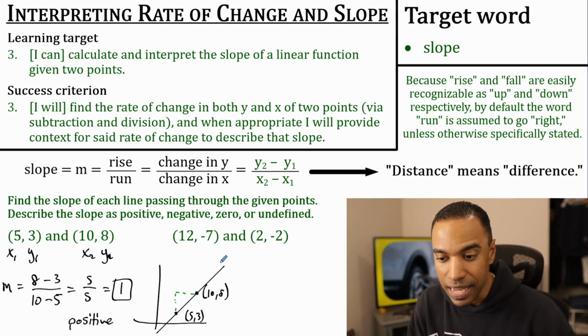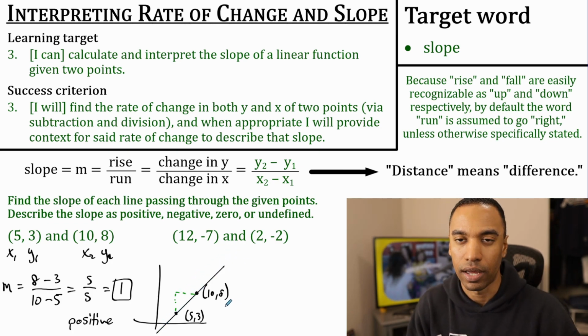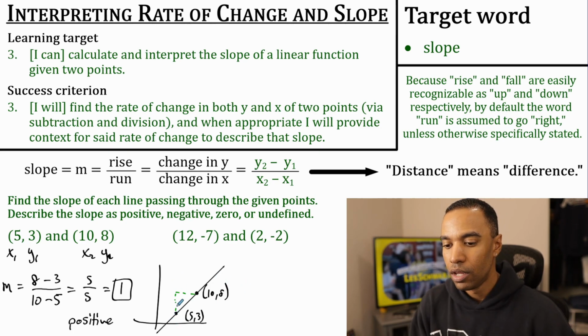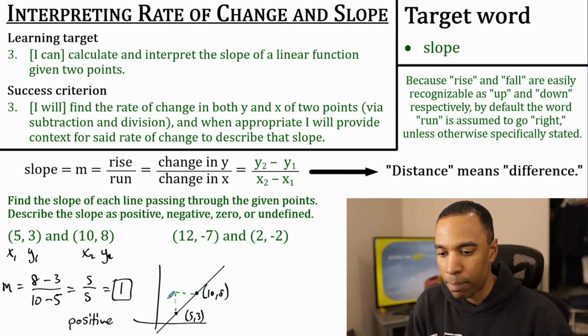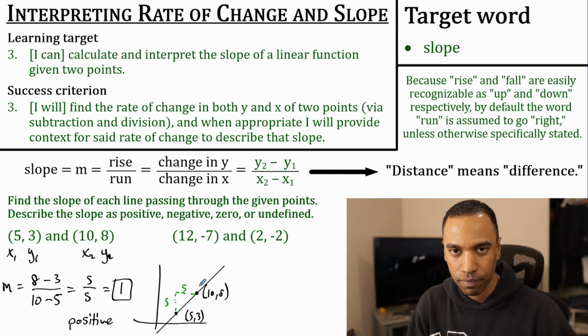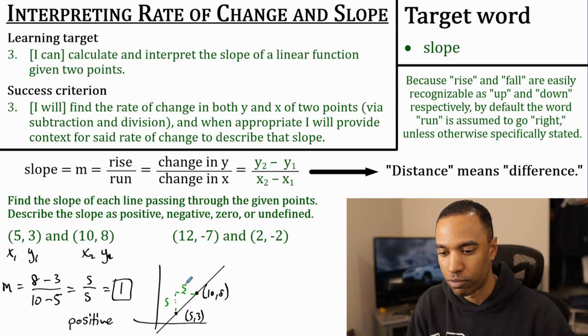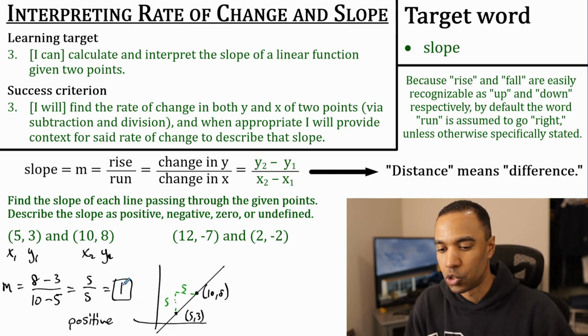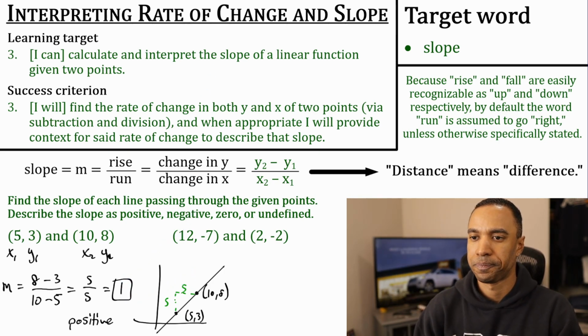Now, is the slope positive? Yeah, it should be positive. I'm going up as I run. I rise as I run to the right. So from 3 to 8, how much did I go up? 5. From 5 to 10, how much did I go over? 5. Your slope is 5 over 5. I got to be careful which 5s I use, which is 1. All right, that gets me there.